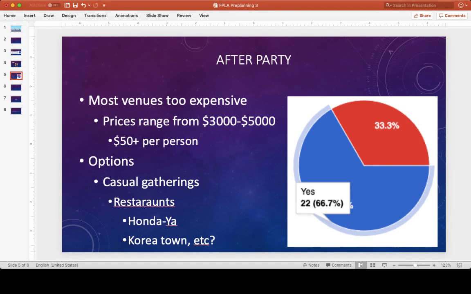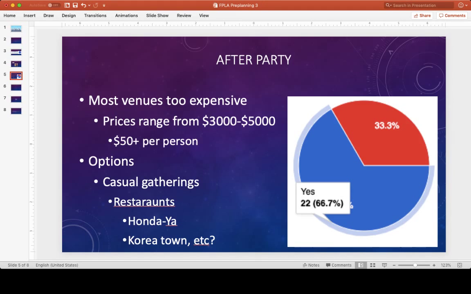So as you can see from the graph here, out of the 33 responses, 22 said yes. That's not a lot. Especially if the prices are that insane. And if we want at most $20, $30 a person, maybe, it's not gonna happen. So we're looking at a couple of other things first, mostly just casual gatherings.